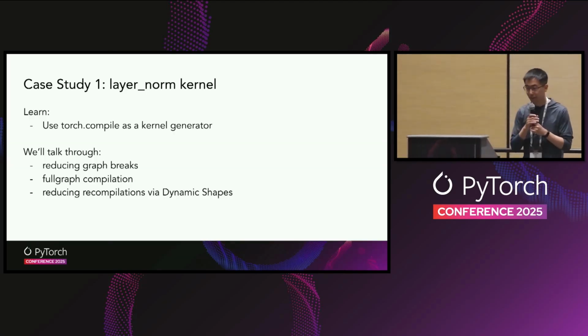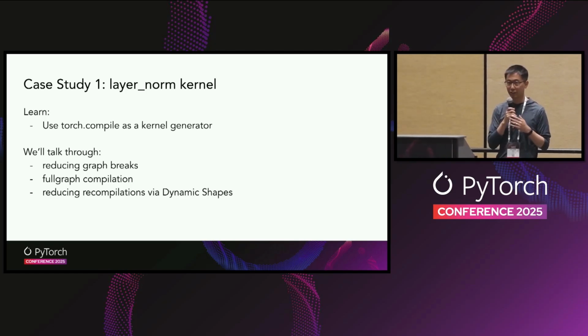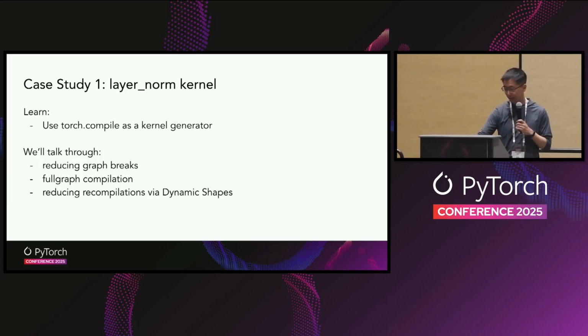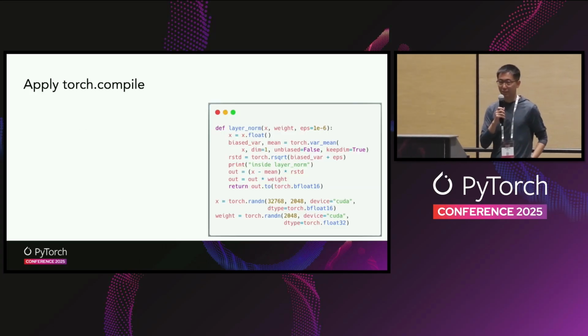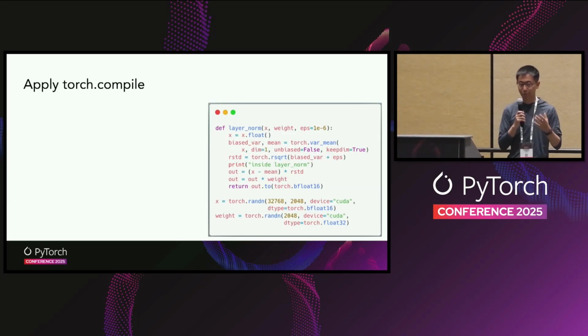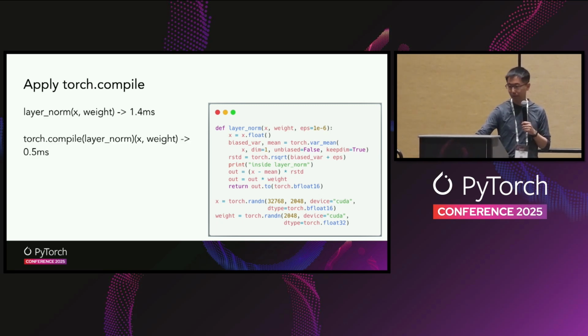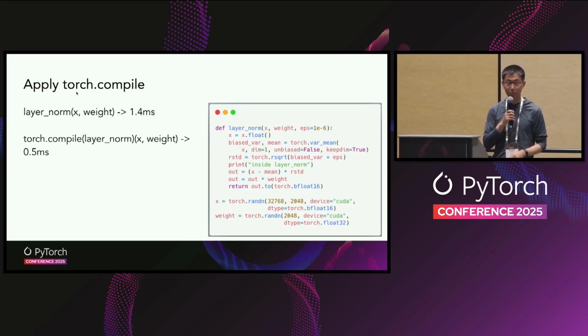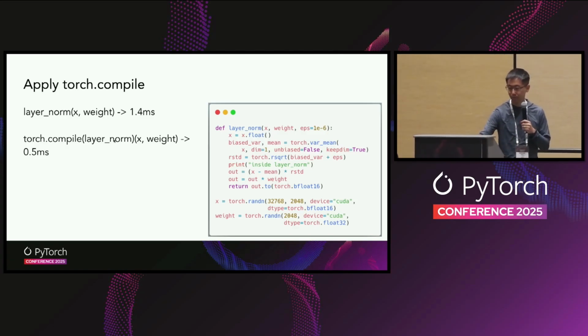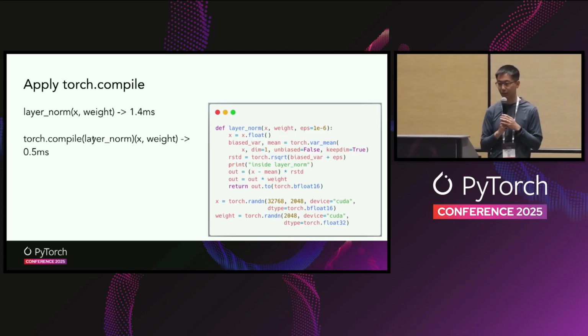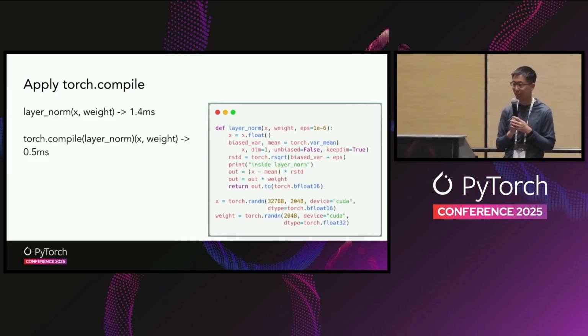So the first case study is a layer norm kernel. We're going to talk through how to reduce graph breaks, full graph compilation, and recompilations. I like this example because it's really simple code. For the layer norm kernel, you've got some input tensors and it returns an output tensor. The regular call to layer norm without Torch.compile in this example is 1.4 milliseconds on my machine. If you apply Torch.compile to the function, it goes down to 0.5 milliseconds. So that's a lot of speedup already. What else can you do?